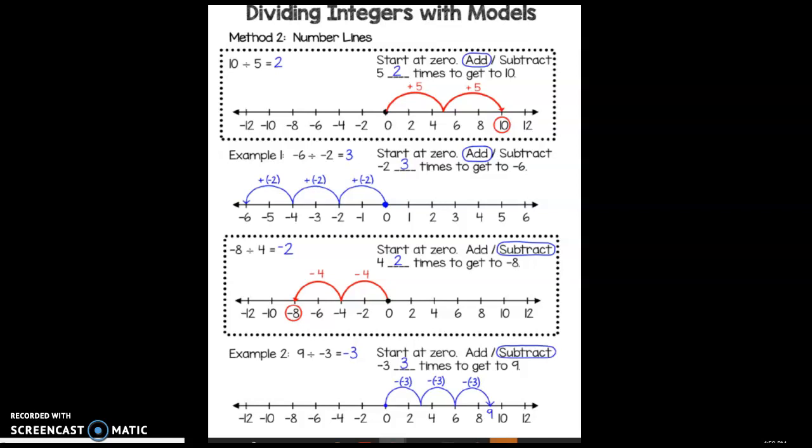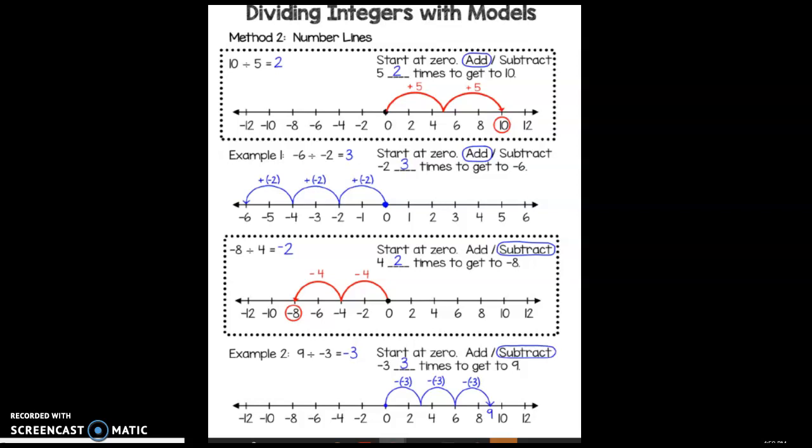Alrighty, so the next video is dividing integers with models, method 2, number lines. So you should be writing this information down on your flipped classroom paper that you picked up today. So method 2 is number lines. And number lines for dividing integers are very similar to number lines for multiplying integers. And so what we want to do is make sure that you guys understand the difference.